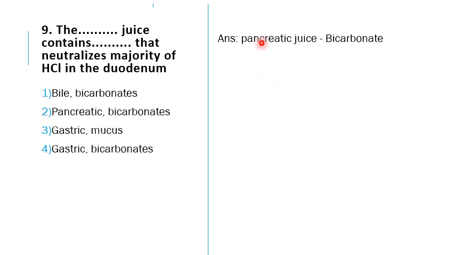The pancreatic juice contains bicarbonate as well as mucus, so that the pH is maintained at 7.4 up to 8. This will neutralize the majority of hydrochloric acid that is coming from the stomach in the acidic chyme.